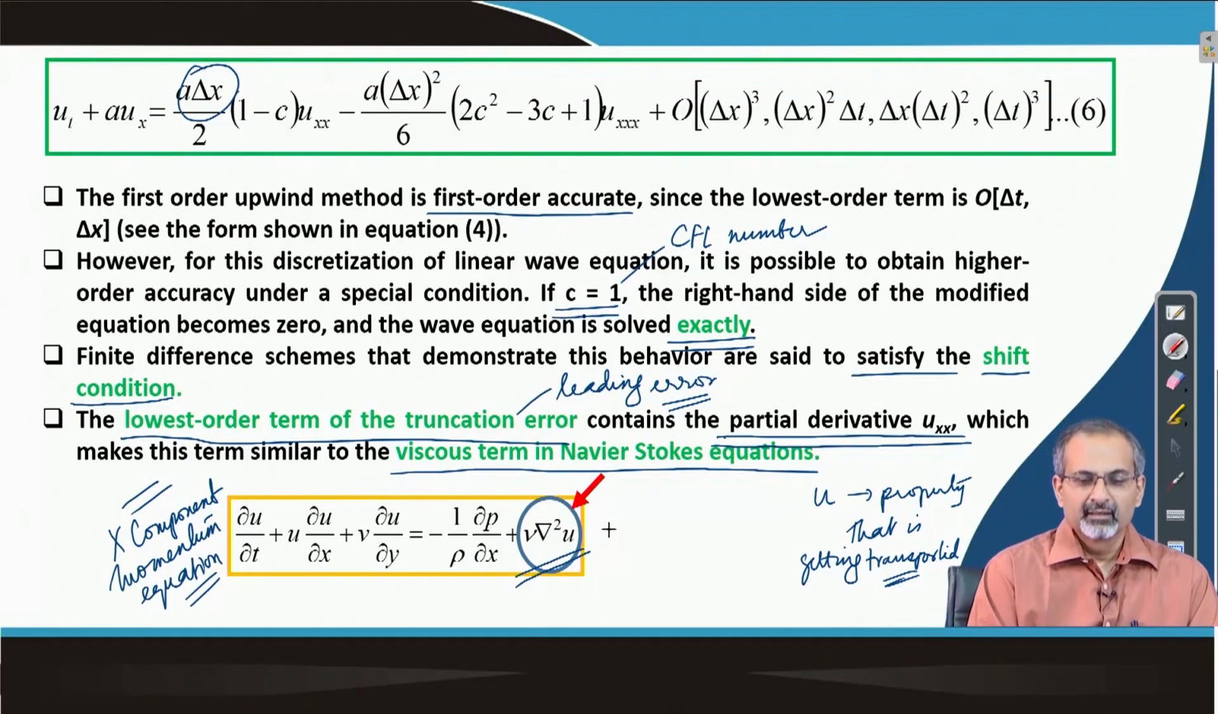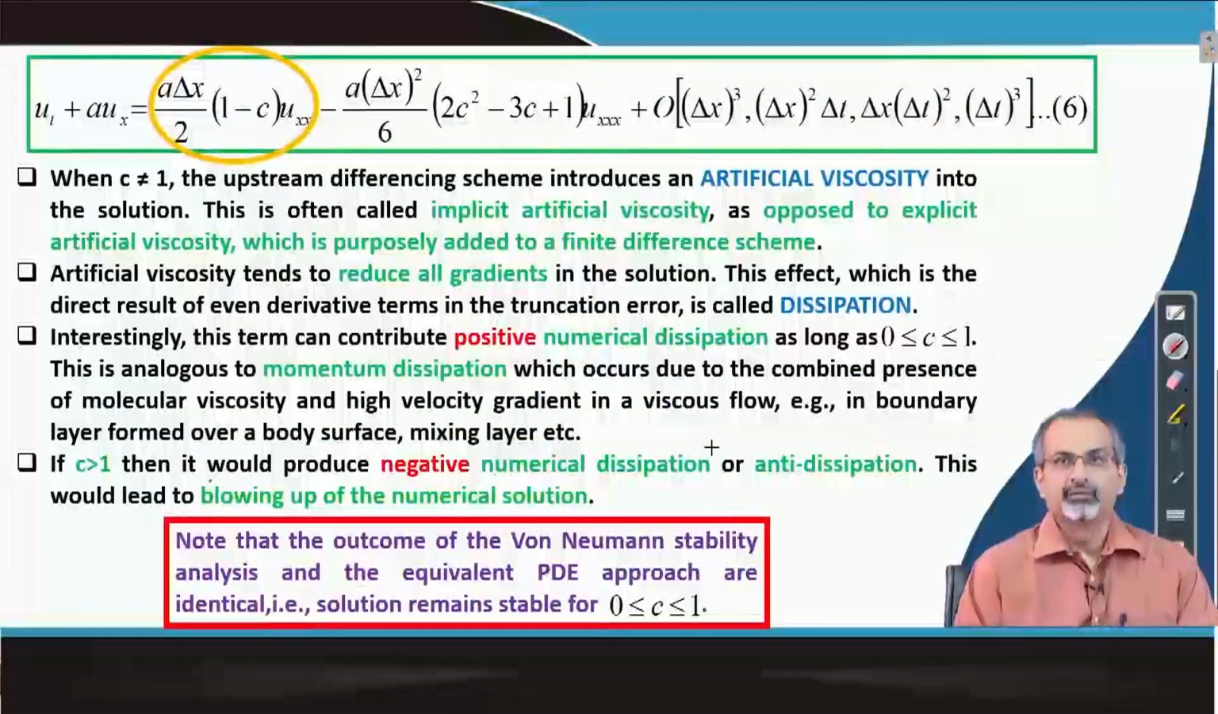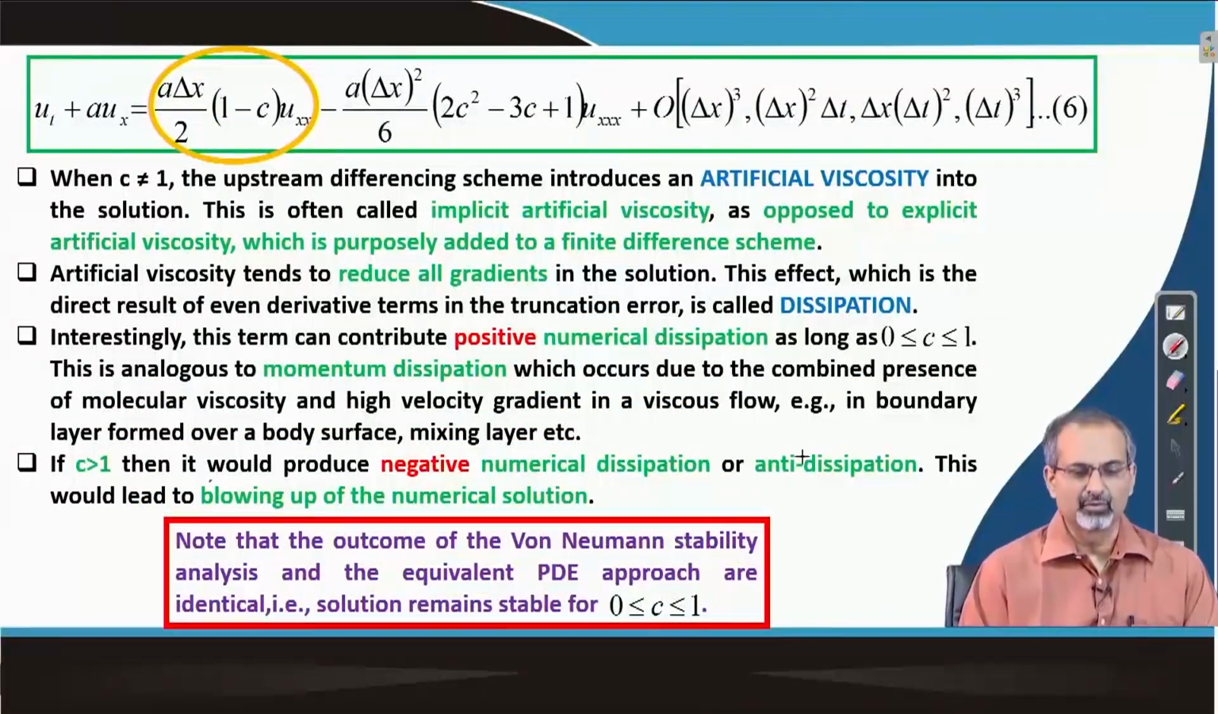And the leading error term in the truncation error for the first order upwind scheme looks very analogous to that. Of course, you do not have a viscosity coefficient out there, but you have a certain coefficient which we may call as a numerical viscosity coefficient, let us say. Now, whenever C is not equal to 1, what this term is going to do is, it is going to introduce a very important property which is called as artificial viscosity.